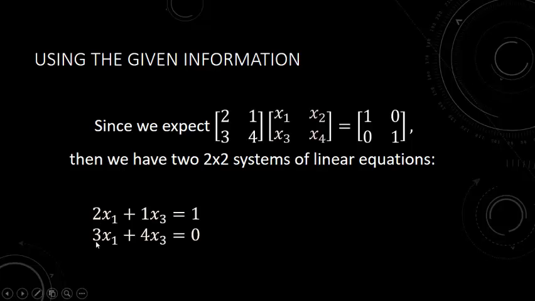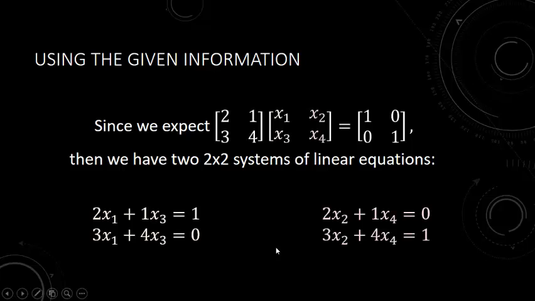Like so, you can actually go ahead and use the second row times the first column and get a second equation. Notice I've stacked these together because I have two equations with the same two unknowns, x1 and x3. So these two equations will actually allow me to solve for x1 and x3. Similarly, using the second column, I get another two equations, and I have two equations with the same two unknowns.